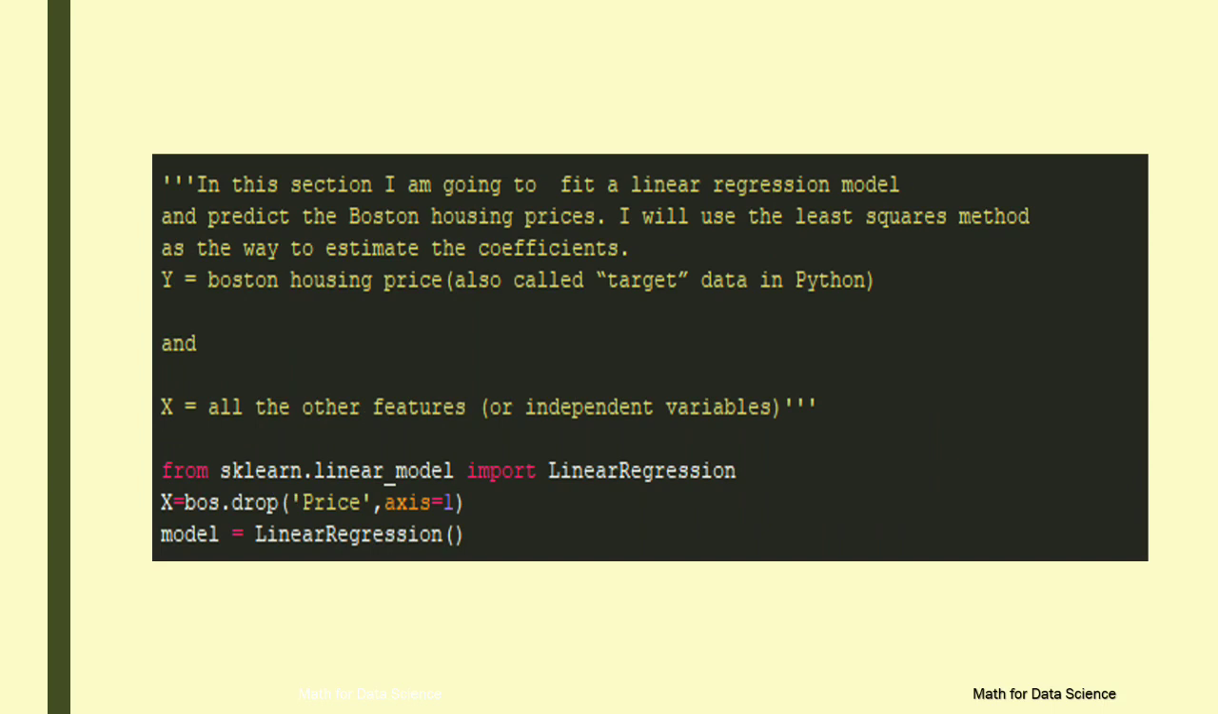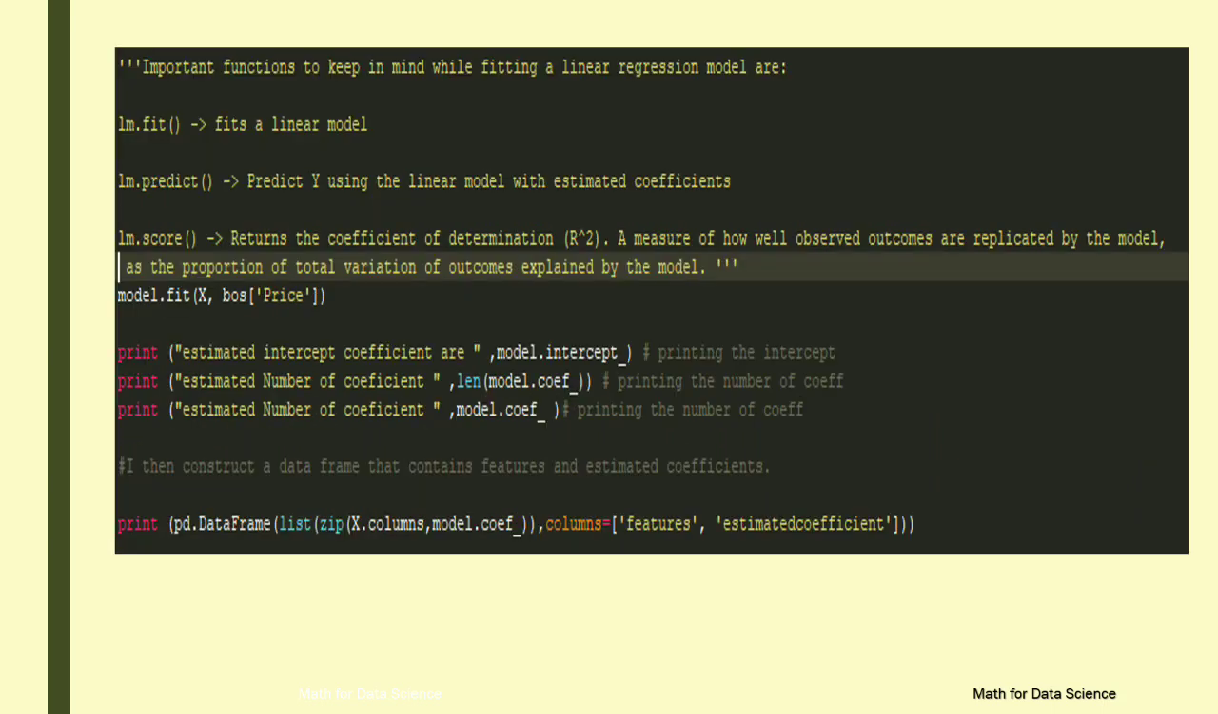Now I know whenever I am giving the input x, it shouldn't contain the output variable. And my output variable y is the price here. So I'll drop the price column from the x variable. I've dropped it. Now I've created a model which is linear regression. The object has been created now.